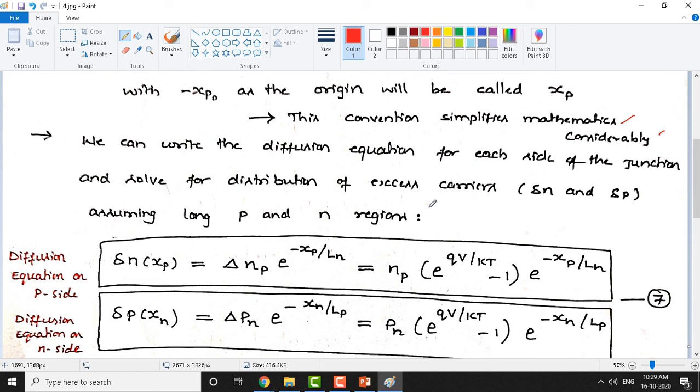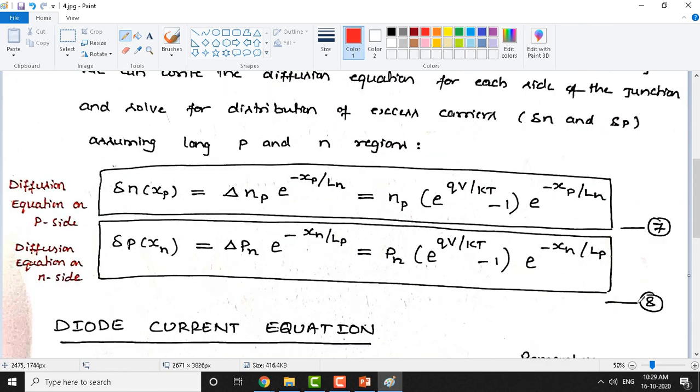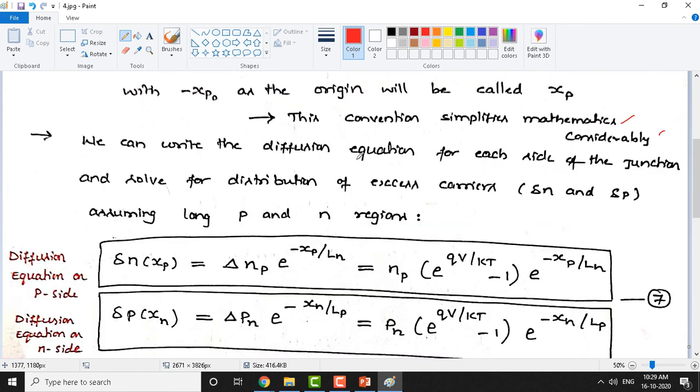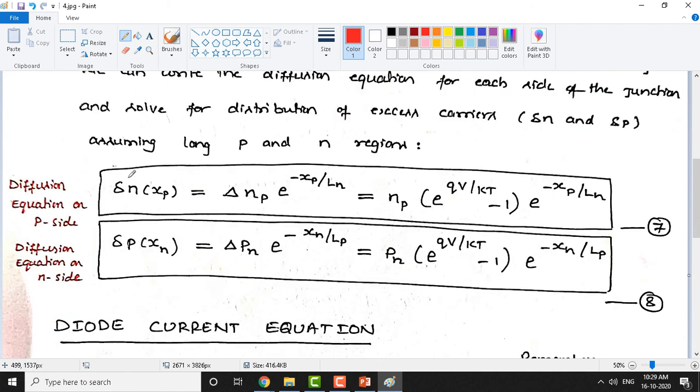Now we can write a diffusion equation for each side of the junction. We are not going to prove equation 7 and equation 8. I just expect you to remember these equations. Equations 7 and 8 are nothing but the diffusion equations. Electrons must travel deeper into the p side to get recombined with the holes, and holes must travel deeper into the n side to get recombined with the electrons. The diffusion equations on the p side and n side are given like this.